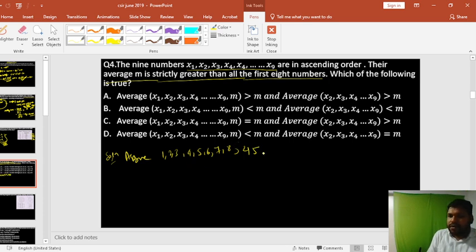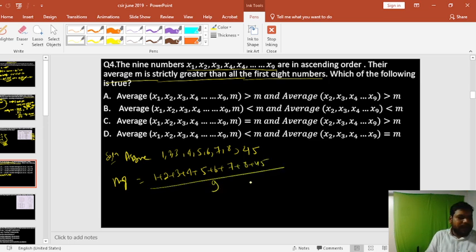If you find it out, then the average will be greater than the remaining 8 numbers. But if you consider that 9 is there, and try to find the average, it won't be greater. So I am assuming that some number is 45. Okay. If you take the average of all the numbers, 1 plus 2 plus 3 plus 4 plus 5 plus 6 plus 7 plus 8 plus 45 divided by 9, you will get the average as 9, and this 9 is greater than the first 8 numbers, so it is satisfied.